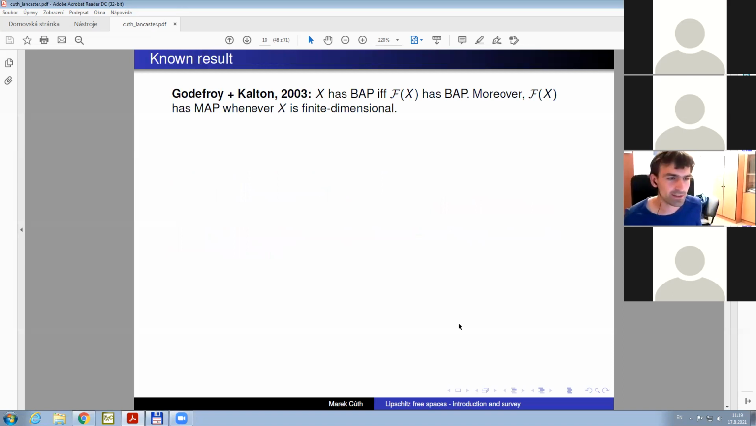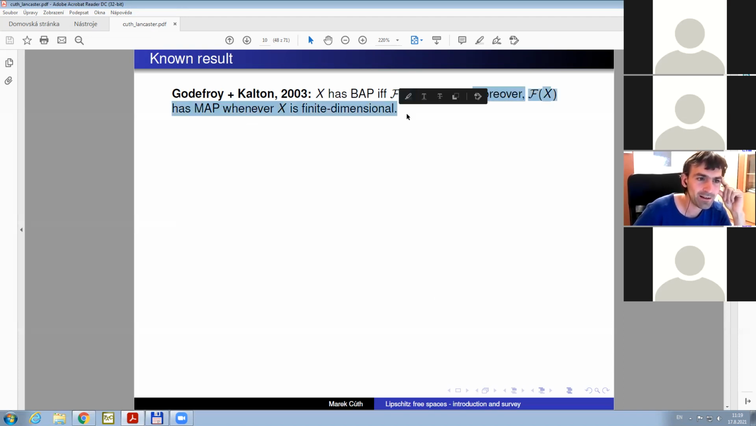Let me now recall some results concerning Lipschitz-free spaces and their approximation properties. The first result I already mentioned is the one by Godefroy and Kalton, who proved that X has BAP if and only if F(X) has BAP. In order to prove this theorem, the authors had to prove first that the Lipschitz-free space over a finite dimensional space has the metric approximation property. This was kind of a lemma in order to prove this theorem, but it is interesting in its own right as well.